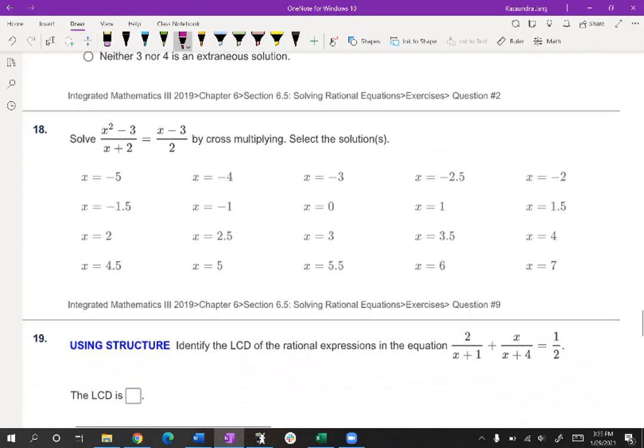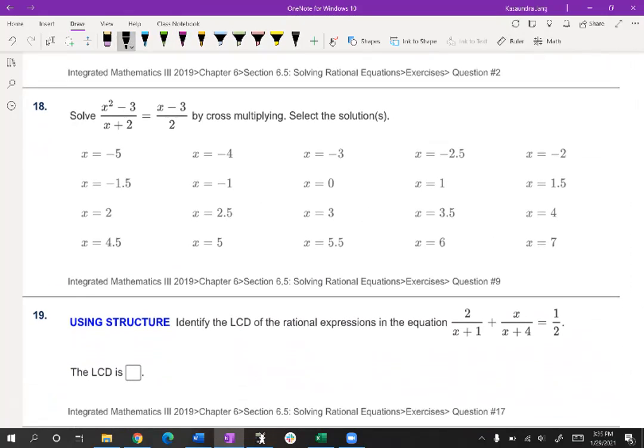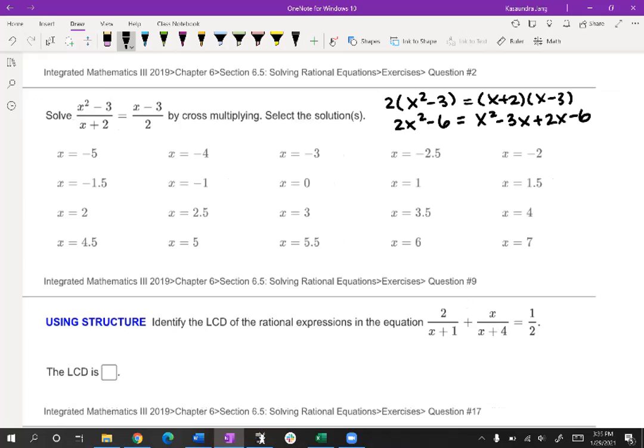Number 18 here. Let's do some cross multiplying. All right, so I'm going to have to distribute. My 2 gets distributed to the entire x squared minus 3 equals, and then when I multiply these, I need some parentheses. I need the entire x plus 2 times the entire x minus 3. All right, so once I distribute, I get 2x squared minus 6 equals, let's see, x squared minus 3x, 2x minus 6, which I'm thinking I'm probably going to have to do some factoring again.